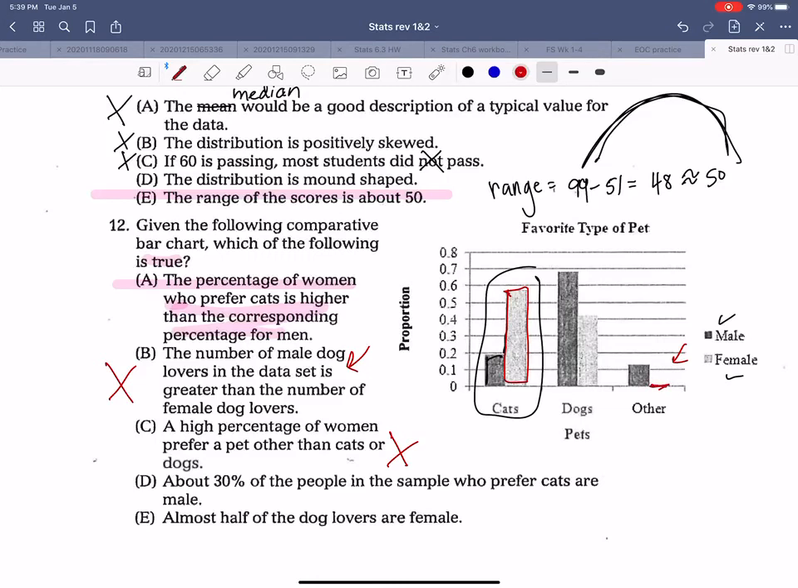About 30% of people in the sample prefer cats. We don't know how many people are in the sample. We just know their distributions once they tell us how many are in the sample. Okay, so I could have asked 1,000 men and 10 women. And so that's why anytime they talk about the total population, I don't know. Almost half of the dog lovers are female, okay? Of the dog lovers would be actual people, and I don't know that. So I like A the best.